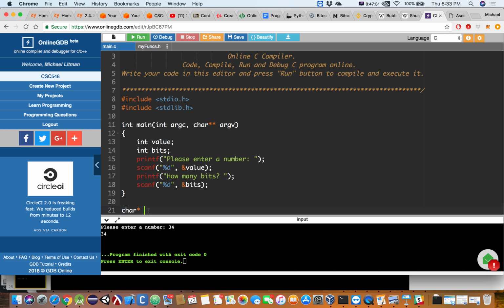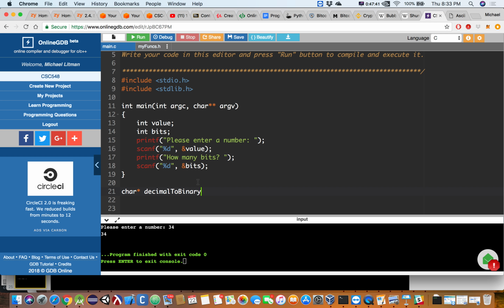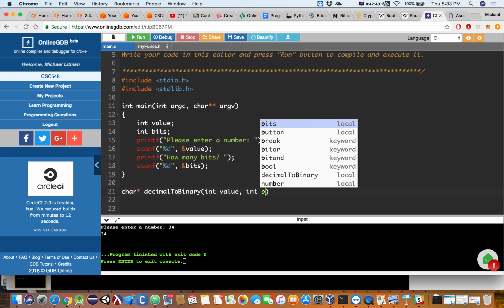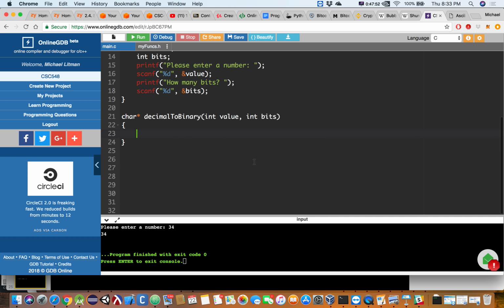All right, so we're going to have this guy return a char pointer, and we're going to call this guy decimal to binary. We don't need to do it for any base. We're just doing binary stuff here, so we'll write it a little bit easier. And this guy is going to take in an int value and an int bits. Okay? And what we're going to do here is divide this value by 2 over and over and over again, building into a string.